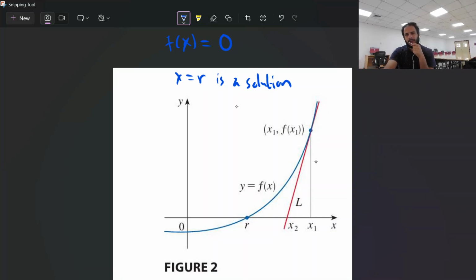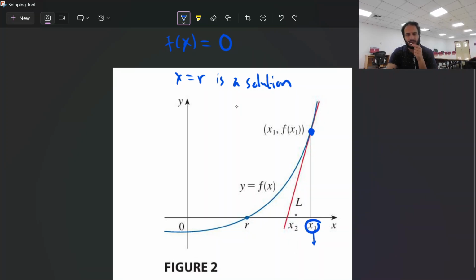Let's see here. First, you choose initial point x1, okay? Here x1, okay? Then you find the tangent line at x1. Then the tangent line intersects the x-axis at x2, okay? Which x value is closer to r, x1 or x2? What do you think? Here you have x1, here x2. Which one is closer to r? x2, right? Yes, x2.